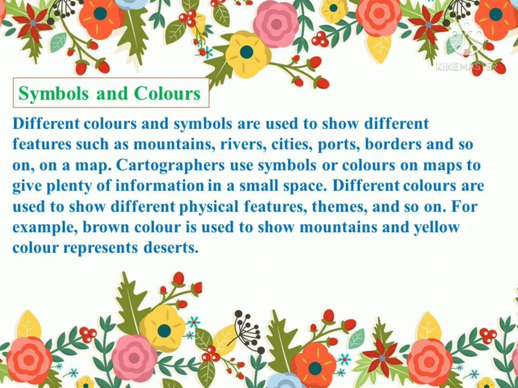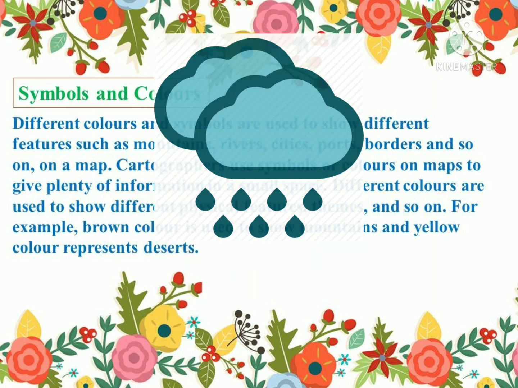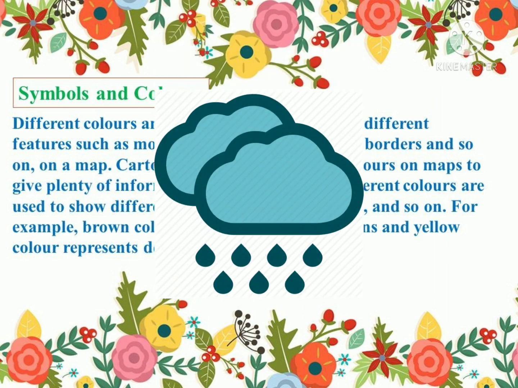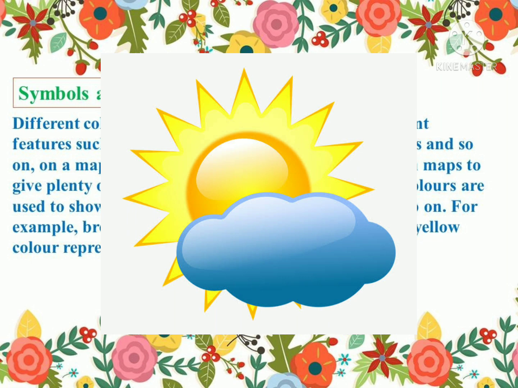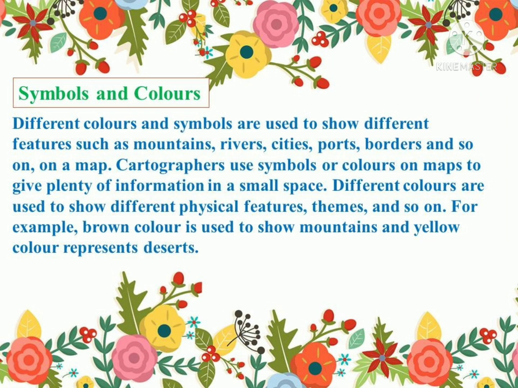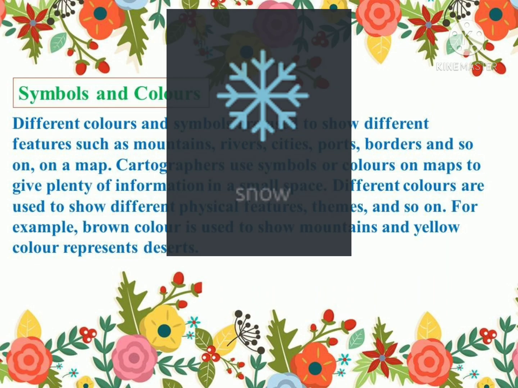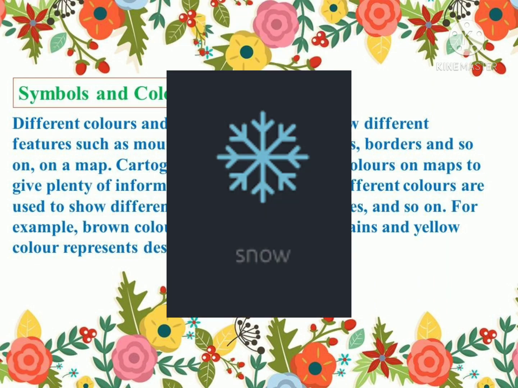A weather map also uses certain symbols, such as a cloud with water drops is used as a symbol for rainfall, and the symbol of the sun peeking out of the clouds represents a partly cloudy day. The symbol of snowflakes means there will be a snowfall.